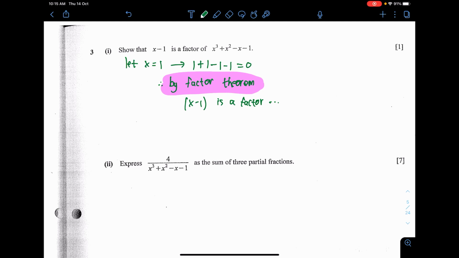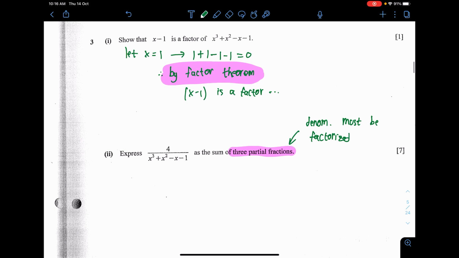Next, express this as the sum of three partial fractions. The most important thing about making partial fractions is that the denominator must be factorized completely, as far as possible. And as you can see, the denominator is just a polynomial, which is actually from your part 1. This is a connected question, because in part 1 you already showed that x minus 1 is a factor. You can therefore say that x cubed plus x squared minus x minus 1 equals x minus 1 and some other factors.